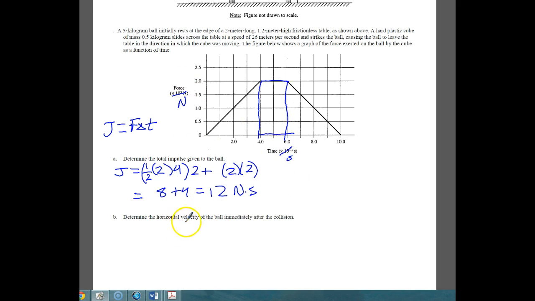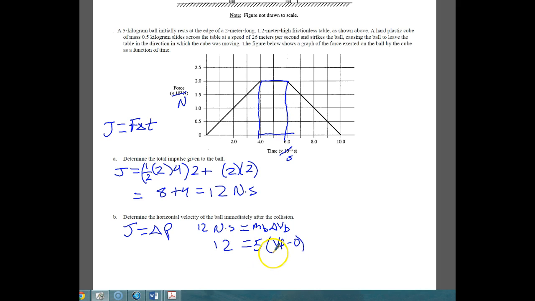The next thing it wants us to do is figure out the horizontal velocity of the ball after the collision. This one should be relatively simple. We know that impulse is equal to the change in momentum. The impulse here was 12 newton-seconds. That's equal to the mass of ball B times the change in velocity of ball B. The mass of ball B is 5 kilograms, and the change in velocity is the final velocity minus the initial, which is 0 since it was not moving initially.